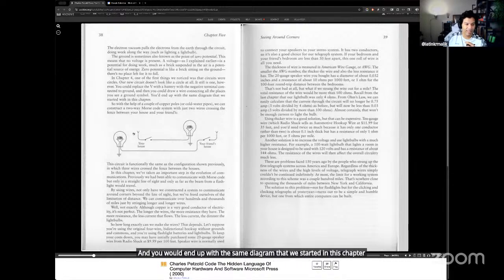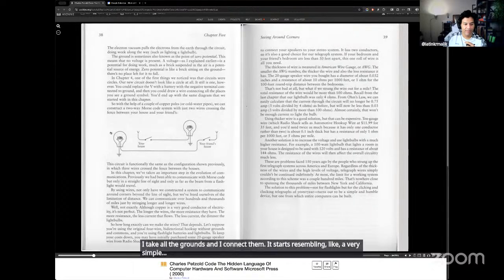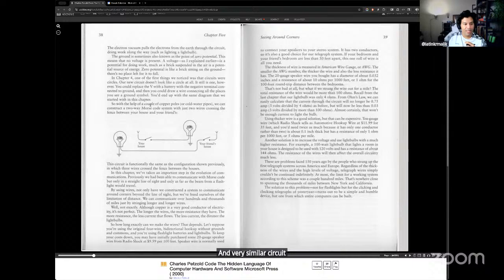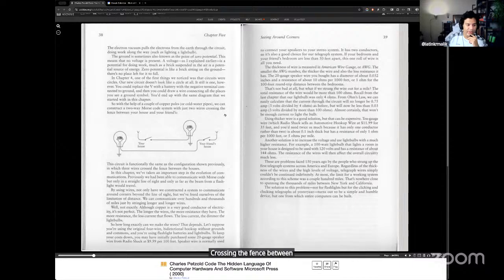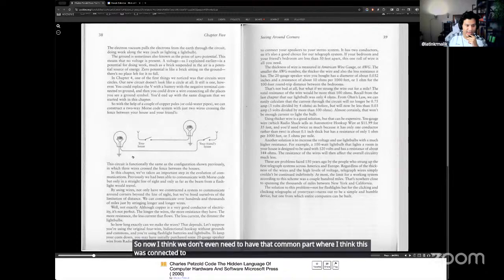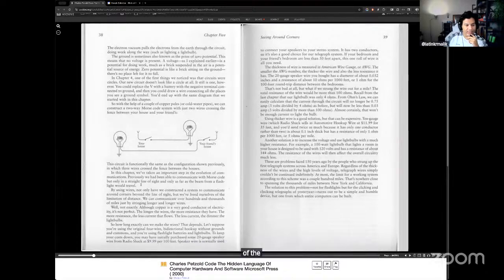So if I take all the grounds and connect them, it starts resembling a very simple and very similar circuit. So with the help of a couple of copper poles or cold water pipes, we can construct a two-way Morse code system with just two wires crossing the fence between your house and your friend's. So now I think we don't even need that common part, which was connected to the negative part of the battery.